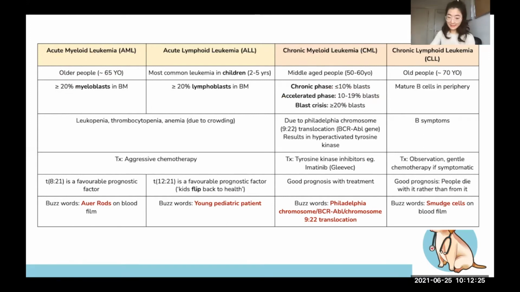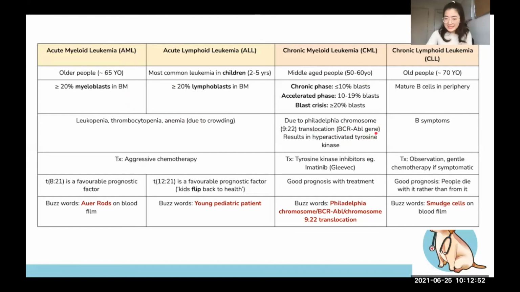So we don't give chemotherapy. And the reason is, unlike the other leukemias, such as your acute ones, we actually know what causes your chronic myeloid leukemia. And it's something called the Philadelphia chromosome. So pretty much what happens, you've got two chromosomes, 9 and 22. And in CML, a bit of the 9 and a bit of the 22 swap. So they translocate. And this is your BCR and ABL gene.